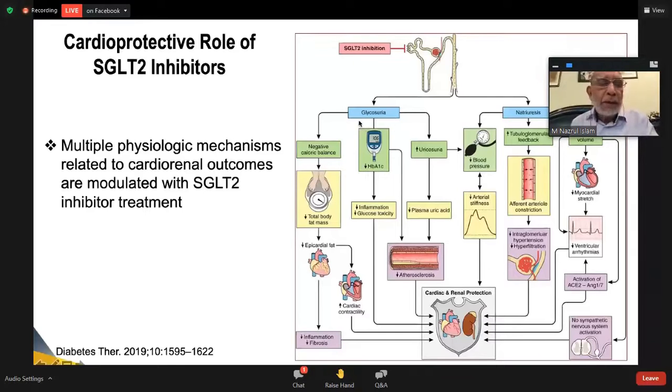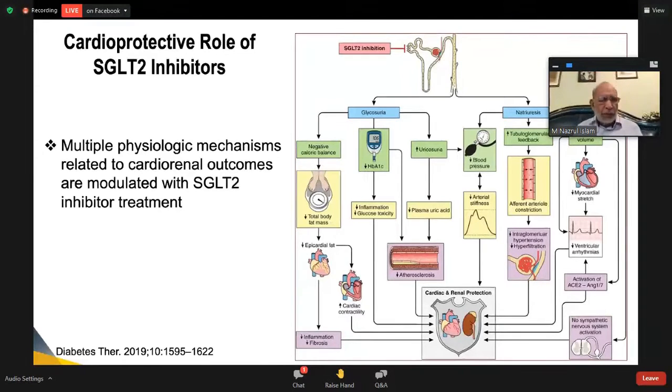But the main action is through glycosuria and natriuresis. From different aspects of the physiological system, I'm not going to detail them, ultimately the vascular system and cardiac system, they protect the cardiac. Similarly, with various other systems, anti-arrhythmic system, they also protect the cardiovascular system. So in short, this SGLT2 inhibitor is both a cardiac and renal protective agent in heart failure patients.